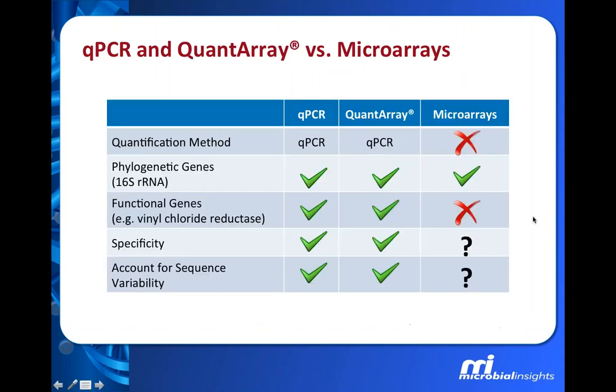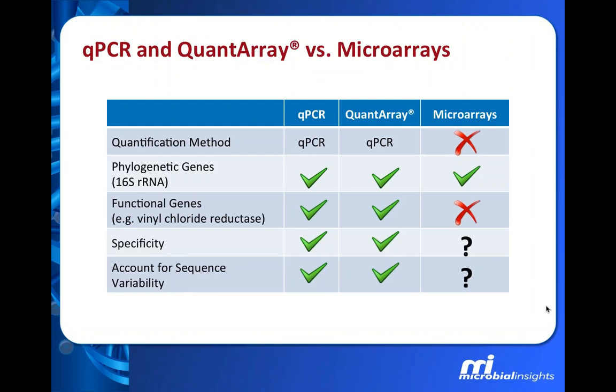But I put an X next to functional genes because microarrays typically are not based on functional genes like the reductases and the oxygenases. In fact, I know of only one microarray that has probes for functional genes, and that's the GeoChip. It's a really good array out there by Dr. Zhao's lab at OU. The rest of the microarrays that I've seen are purely based on 16S.